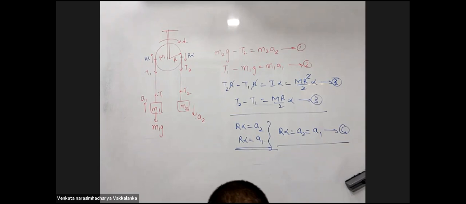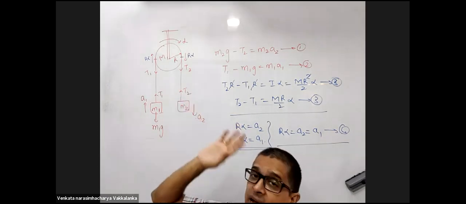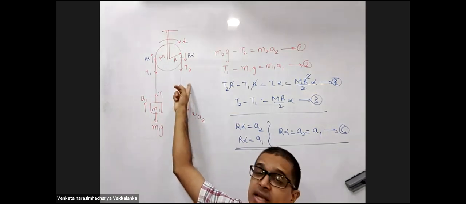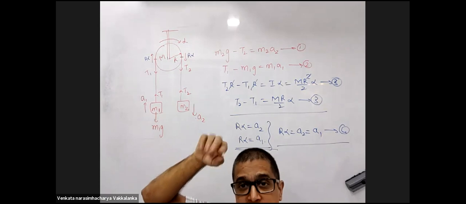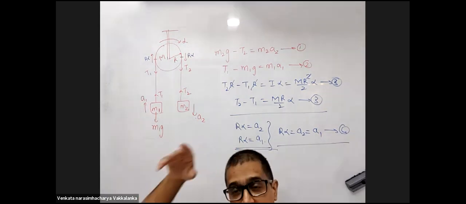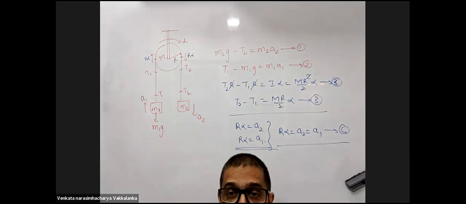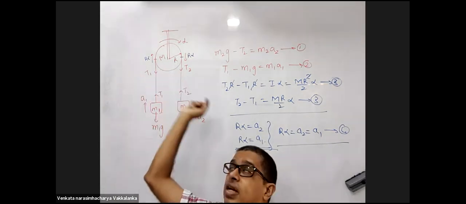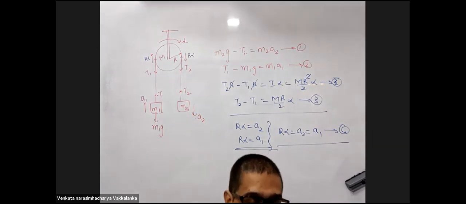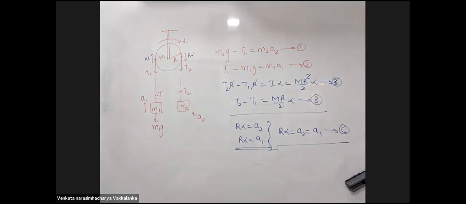Somebody is asking, will the tension be different even when the masses are of the same weight? If friction is there, I have no right to assume the same tension. I will take different tensions and solve. If the values turn out to be the same, it is well and good. But it will not turn out to be the same when there is friction. If masses are equal, A1 will be equal to A2.